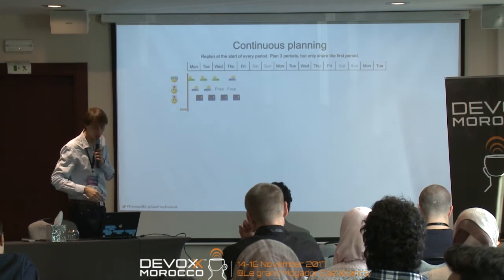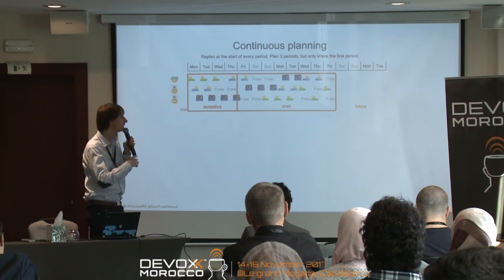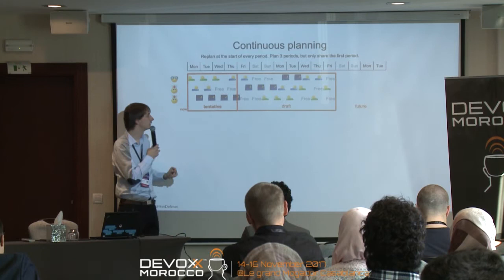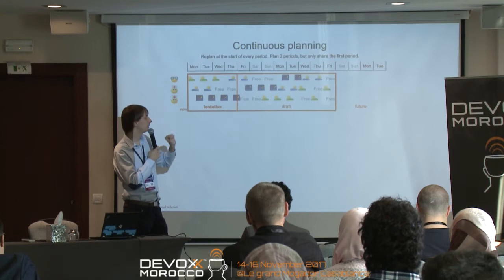And this is, for example, what we calculate. Now, what we're actually going to do in practice is we're going to let OptaPlanner solve for 3 weeks. Here, the weeks are only 4 days, but you get the idea. We solve for 3 weeks. And this is the tentative schedule. This is the part we'll actually print out and give them.